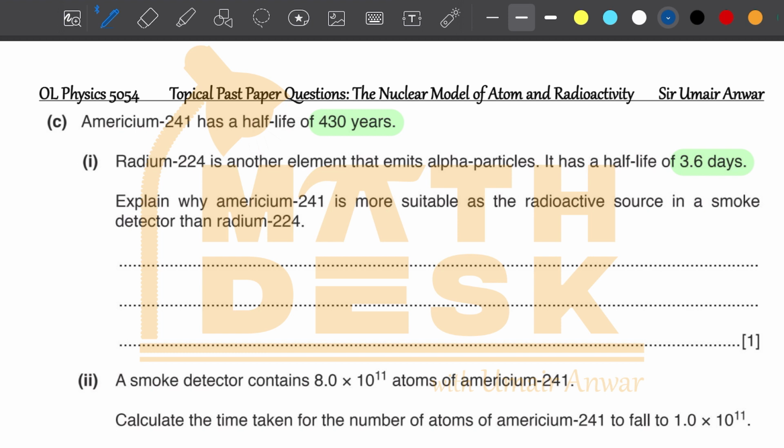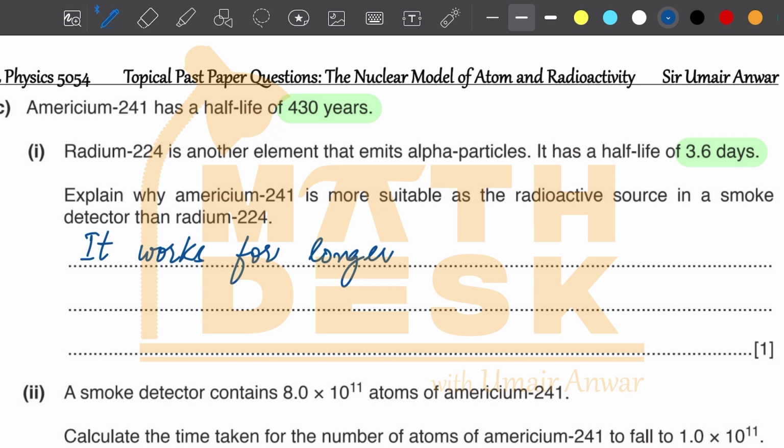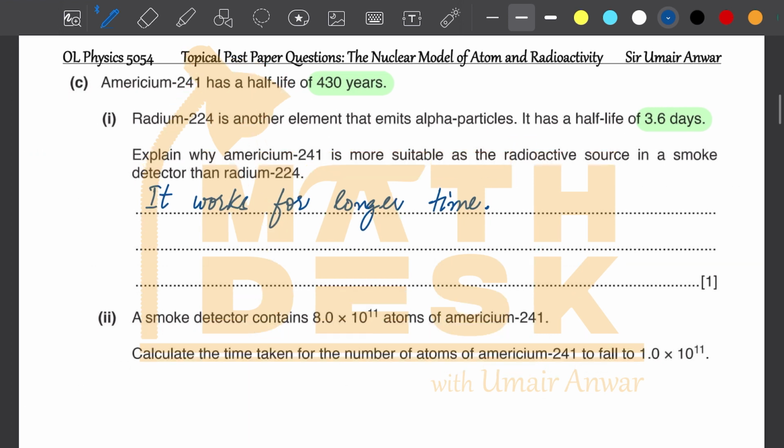So since americium has a larger half-life, it works for a longer period of time. If we use a substance which has a shorter half-life, it would need to be replaced repeatedly or frequently. So americium is a better choice because it works for a longer period of time.